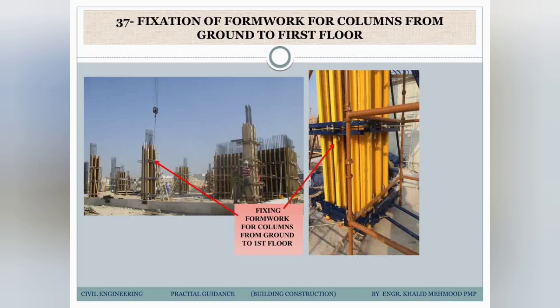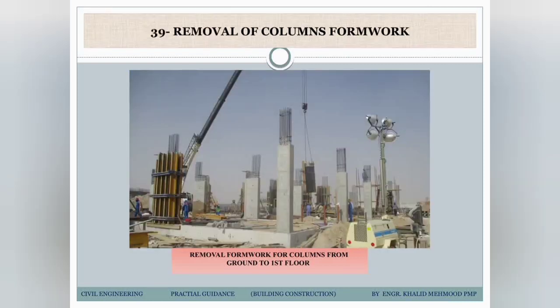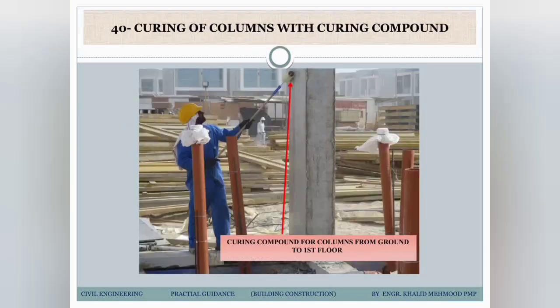So we fixed the steel reinforcement for the columns from ground to first, and then we are fixing the formwork for the columns from ground to first, and we will cast the columns. Now this is called a superstructure. I will tell you again, whatever we have done under the ground slab was substructure, and what we are doing above the ground slab is superstructure. So we have cast the columns. You can see here we have cast the column from ground to the first floor level, which is part of our superstructure.